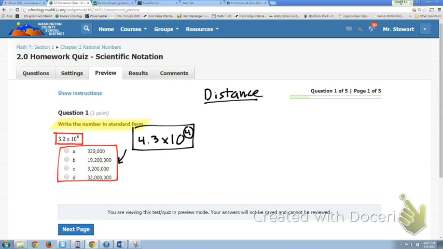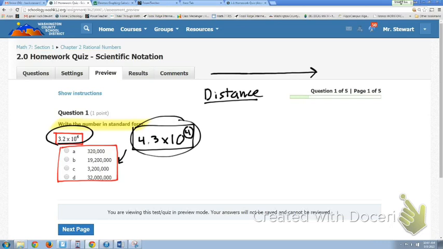So how far is our Earth from the sun? How far is our Earth from Pluto? How far is our Earth from the nearest, closest solar system? This distance, these numbers are going to be so big that it would take a long time to write them out. So we use scientific notation. We use scientific notation to denote large numbers so that they don't take up a ton of space. And that's the main reason we're using scientific notation.